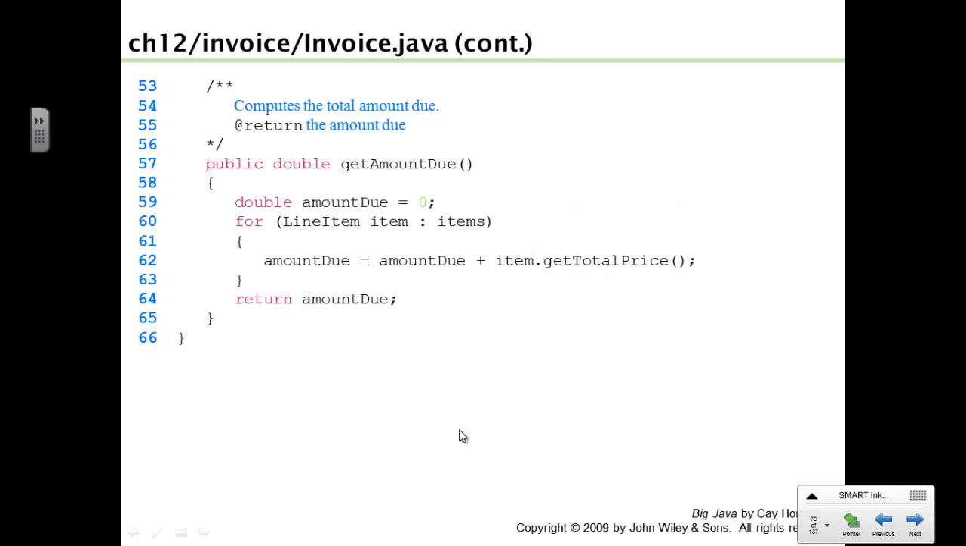Get amount due just returns the amount due, my total price. Go through each item and I add the amount due to the total price of the item, and I just sum that all up.